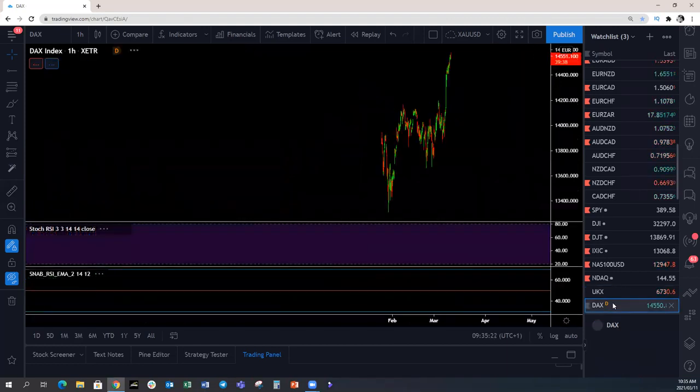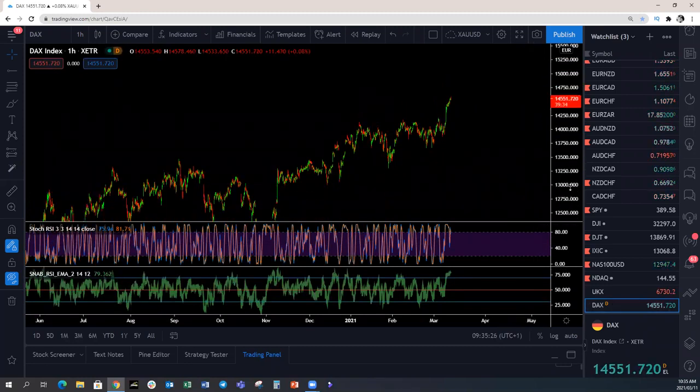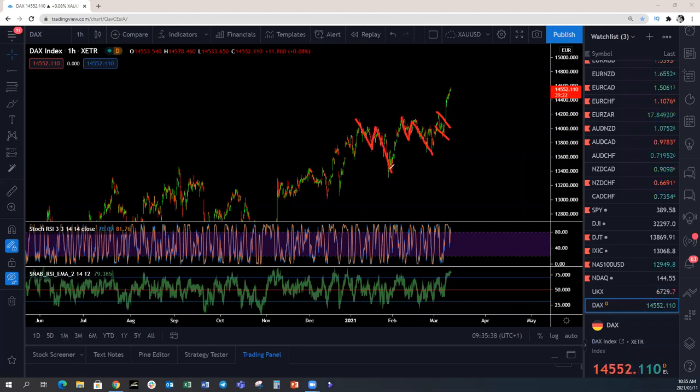All right, that is the UK 100. DAX, nothing new. We've been looking for this break, not only from here, but from when we were here and when we were here. So it's still pushing up higher. We're still looking for continuation to the upside. The others should follow as well.